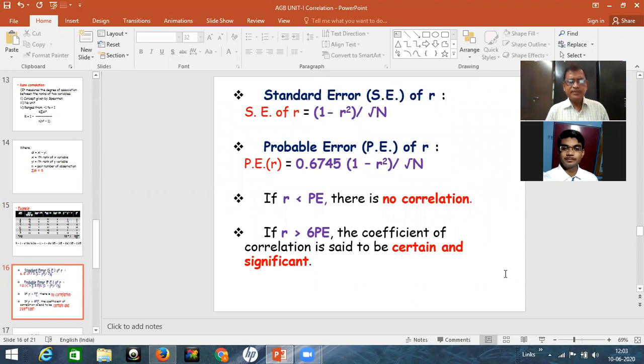Next, we can find the standard error of the correlation. The formula is 1 minus r square by under root n, and then there is the probable error. The probable error is 0.6745 into the standard error, that is, 1 minus r square by under root n. If the coefficient of correlation is less than the probable error, then we conclude that there is no correlation between the two variables. Though there are values and magnitudes, there is no significant correlation. If the coefficient of correlation is more than 6 times the probable error, then we say the coefficient of correlation is certain and significant.